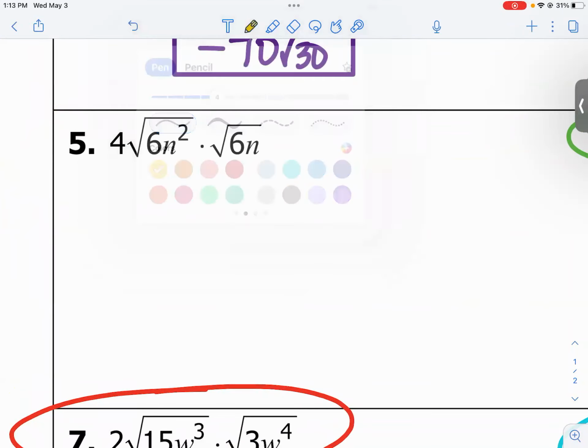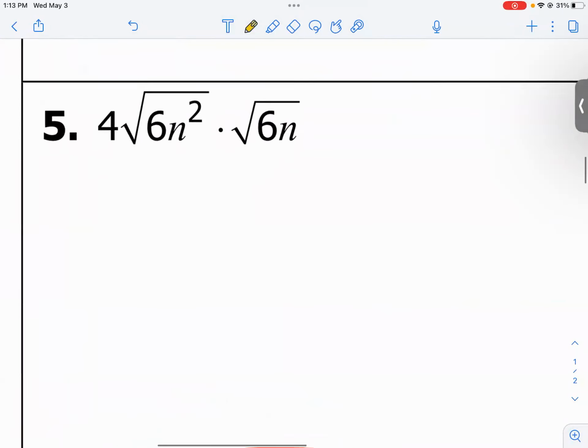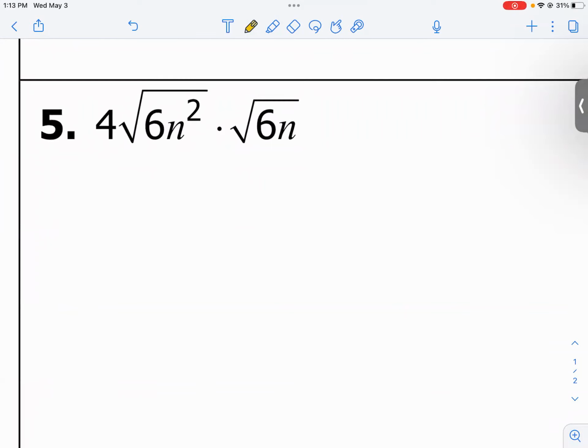Okay, yellow group. Ooh, we have variables. Good luck. Okay, so tell me, first step. We do 4 radical 36 and... Okay, are we okay with this 36n cubed here? Yeah. Okay, next.